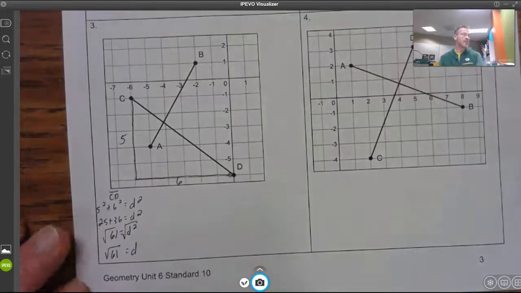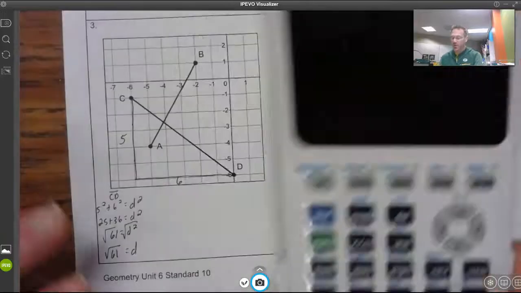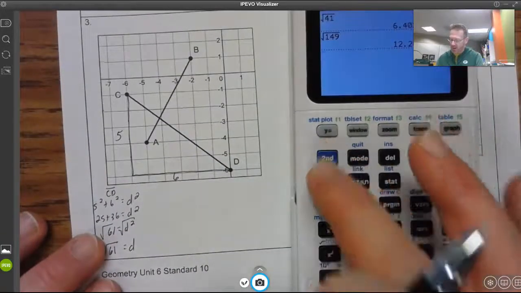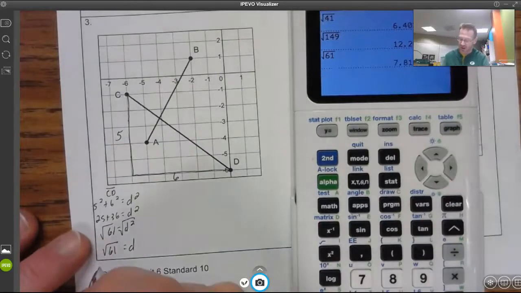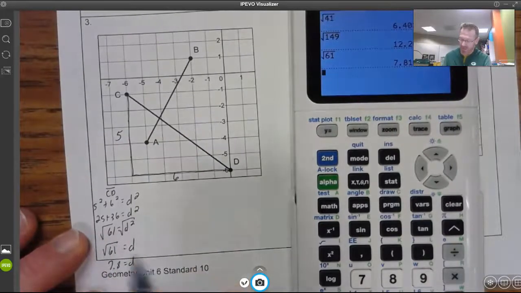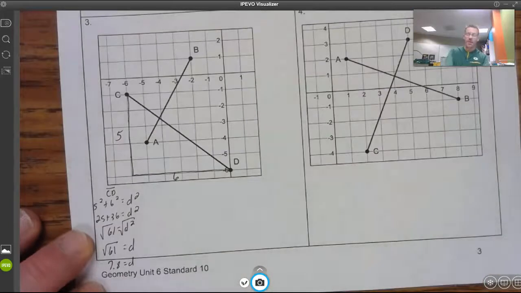And I'm going to leave it like that. If you want to do a decimal, that's totally fine. Remember, because we're just comparing, we just need to know if those numbers are equal. But if you wanted to do a decimal, you would get 7.8, so 7.8 is equal to D. Okay, so now that's CD.